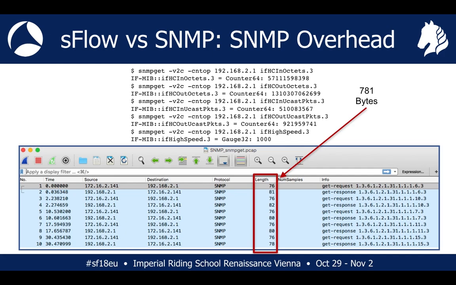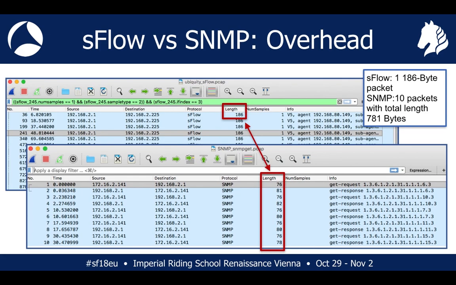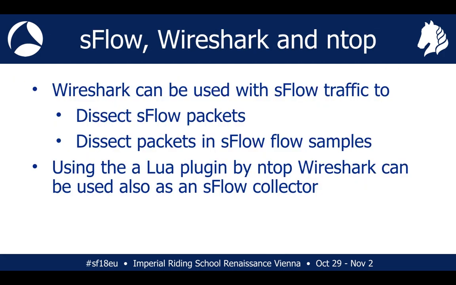I could have used an SNMP bulk request that would have reduced a little bit the volume of traffic, but still the comparison is pretty clear. To obtain the same data, if you use sFlow, you pay 186 bytes. If you use SNMP, you pay 781 bytes to have the same information. So this is just to offer a quick comparison of sFlow with another technology.